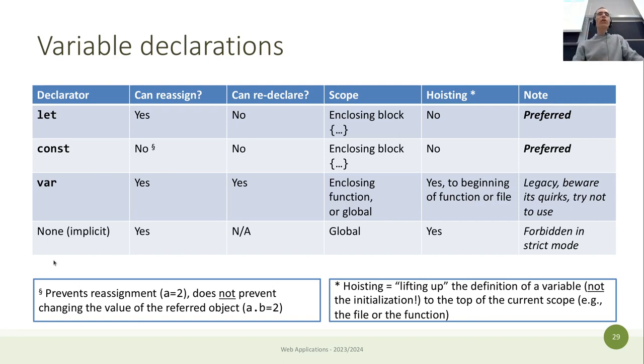And there's a fourth method that we cite only for completeness. You can even say, as I did before, ABC equals something. No declaration. Even worse, okay? But luckily this is forbidden in strict mode. That's why we want to use strict mode.